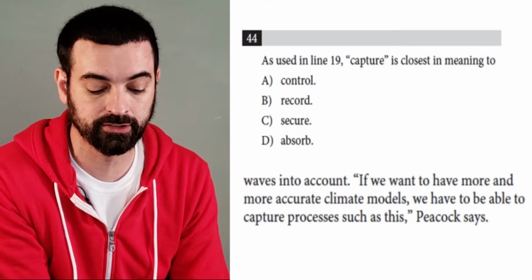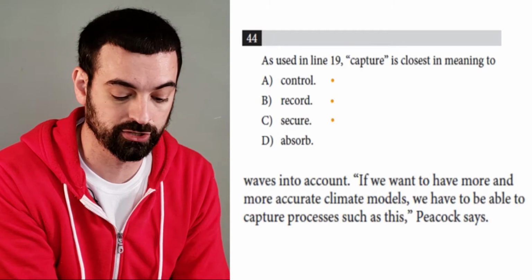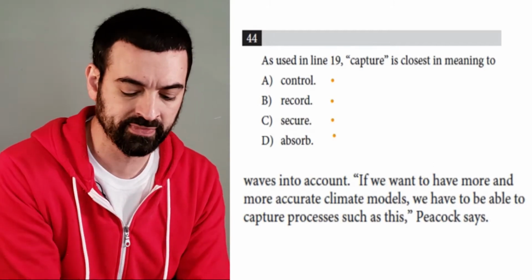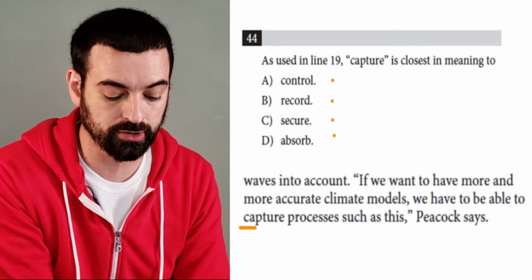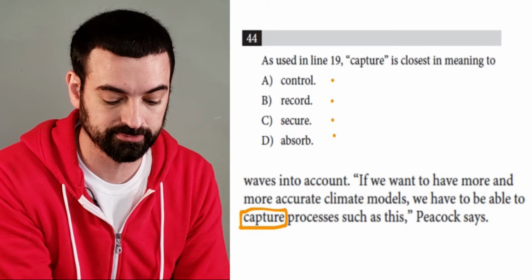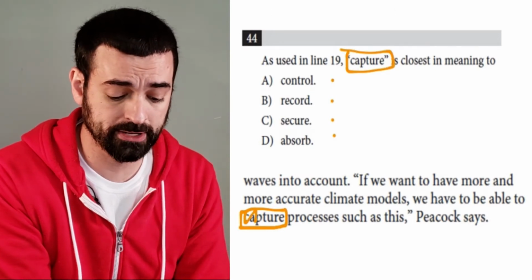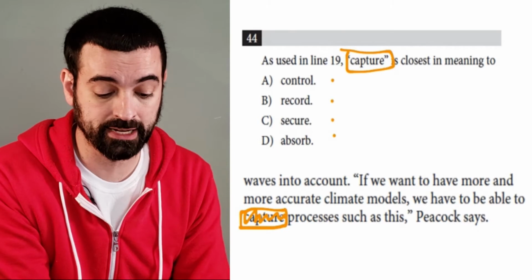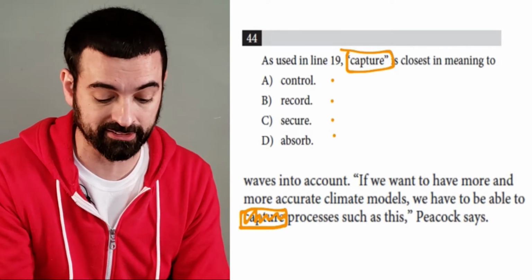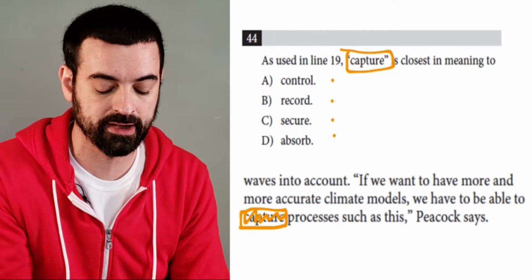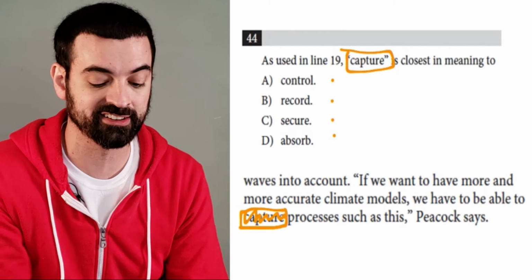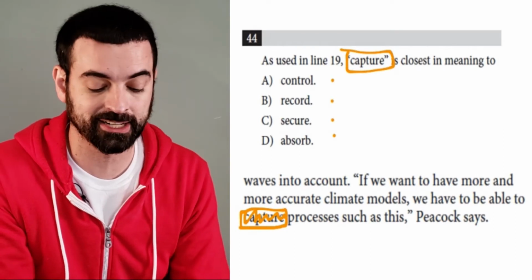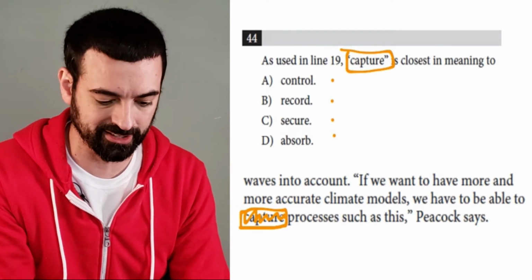As used in line 19, capture is closest in meaning to control, record, secure, absorb. We're going to go fast on this one. If we want to have more and more accurate climate models, we have to be able to capture processes such as this. Again, we're pretty much ignoring the word capture and plugging in the 4 choices to see which one fits. If we want to have more and more accurate climate models, we have to be able to control processes such as this, record processes such as this, secure processes such as this, absorb processes such as this.